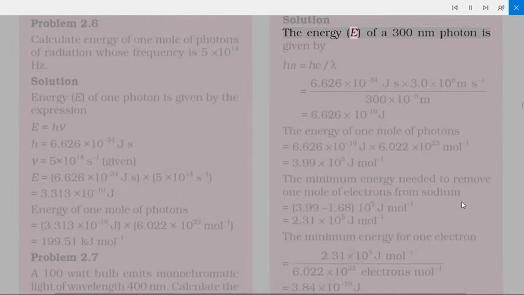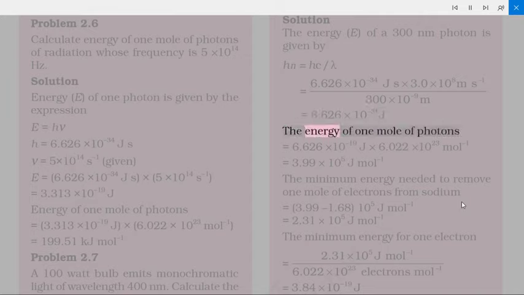Solution: The energy, E, of a 300 nm photon is given by E = 6.626 × 10^-19 J. The energy of 1 mole of photons = 6.626 × 10^-19 J × 6.022 × 10^23 mol^-1 = 3.99 × 10^5 J mol^-1. The minimum energy needed to remove 1 mole of electrons from sodium = (3.99 − 1.68) × 10^5 J mol^-1 = 2.31 × 10^5 J mol^-1.